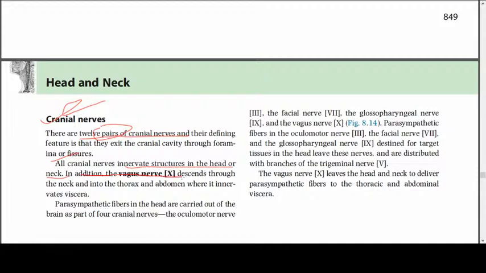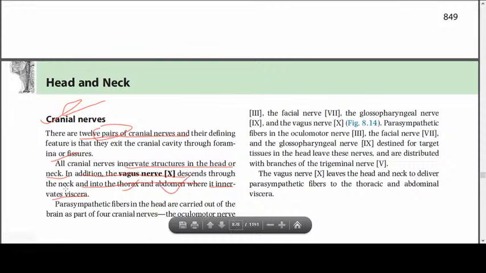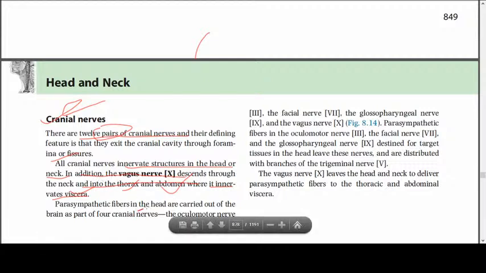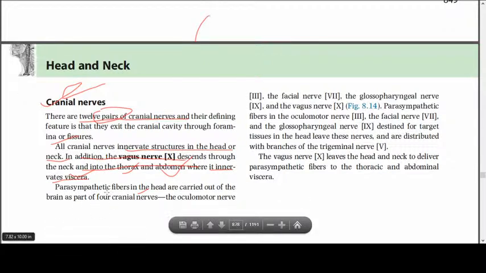In addition, the vagus nerve descends through the neck and into the thorax and abdomen, where it innervates viscera. Vagus nerve is basically your longest nerve. It is so long that it supplies viscera present within the abdominal cavity and the thoracic cavity.